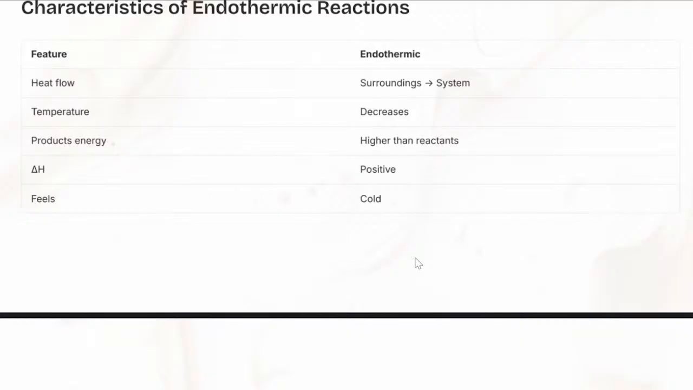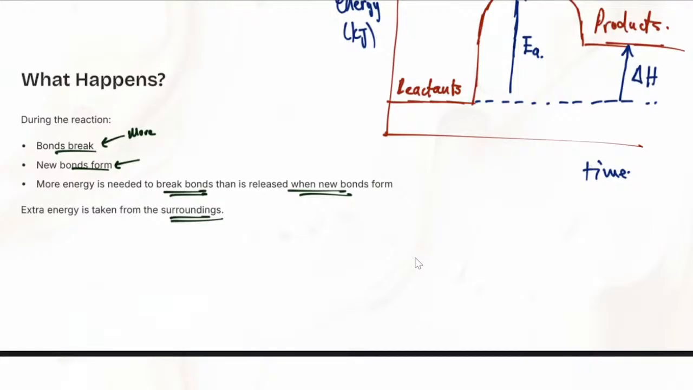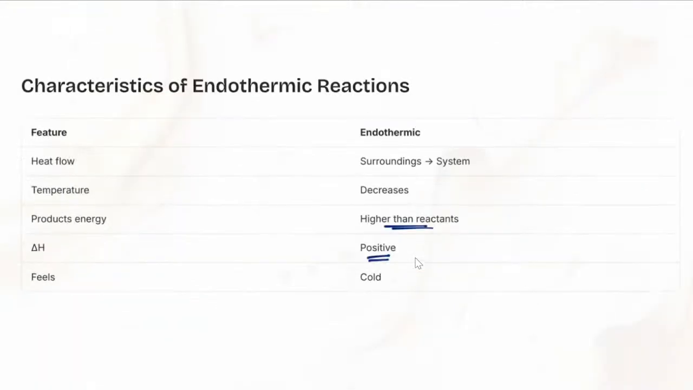We said products have more energy than reactants. And when you're going to calculate delta H, you get it as positive because heat is taken from the surroundings. So the delta H is going up. So it's going to be positive. You get a positive when you calculate it. Right? And it feels cold when you hold the container, which is the surroundings.